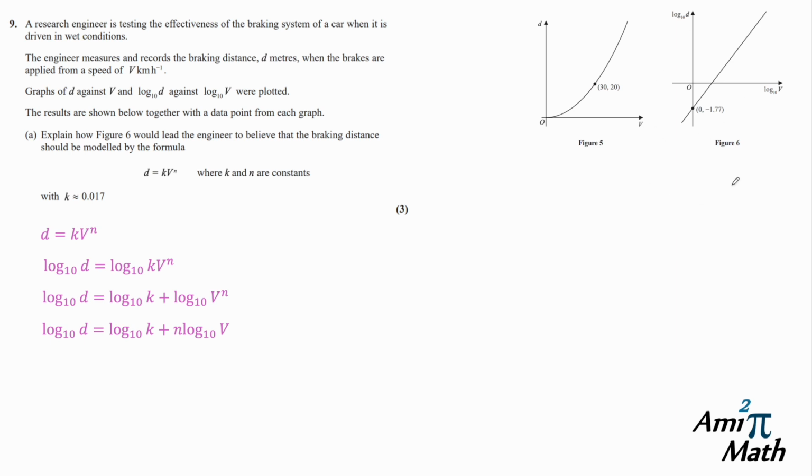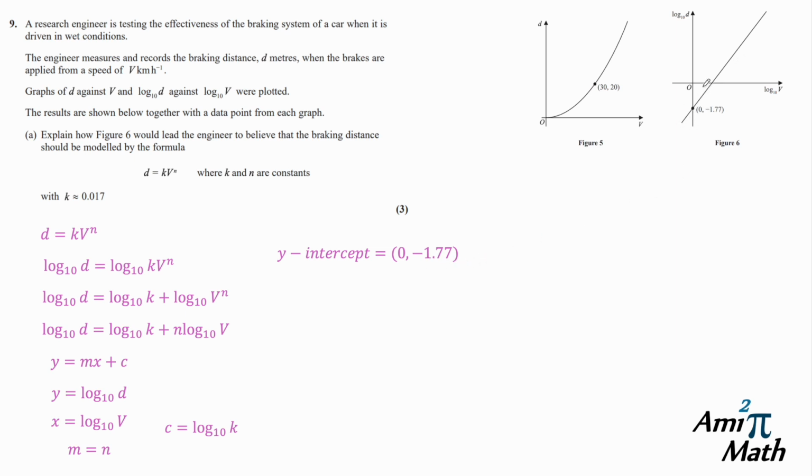And then we can see that in figure 6, which is what we're trying to show should be modelled by this formula, this is a straight line, so it's modelled by the equation y equals mx plus c. And we need to figure out what each of these are in this equation. So our y would be log 10 d. And do any of these have a constant in front of them? n is a constant. So you can say that x is log 10 v and your m value is n. And then you can say your c value is log 10 k, which is your constant, because n is going to keep multiplying as it's a gradient, but your constant is log 10 k. And our y-intercept is going to be 0, minus 1.77, which is shown here.